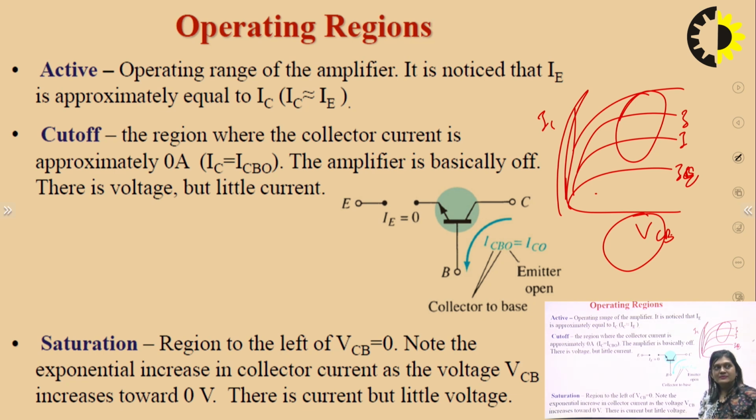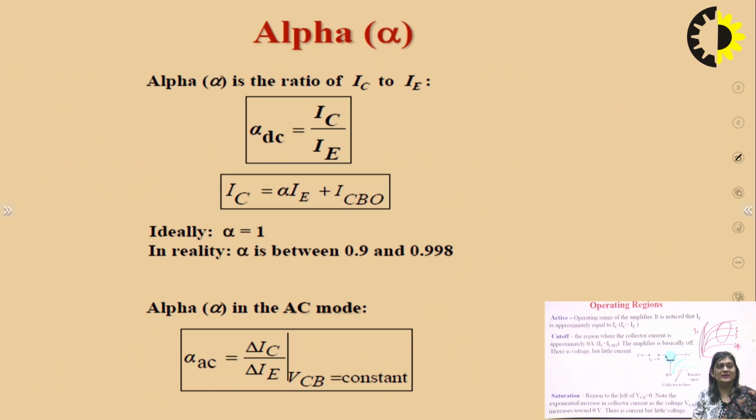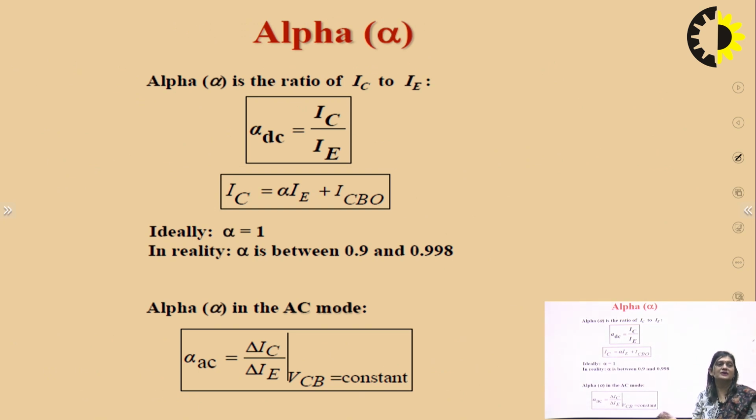In the cutoff region, the current flow is 0. The cutoff region occurs when the input circuit is also reverse biased. So if the input circuit is in reverse bias, the majority current will be 0, and a very small amount of current will be collected at the collector side.